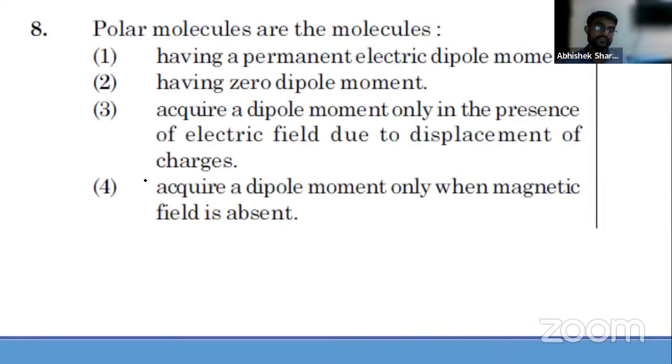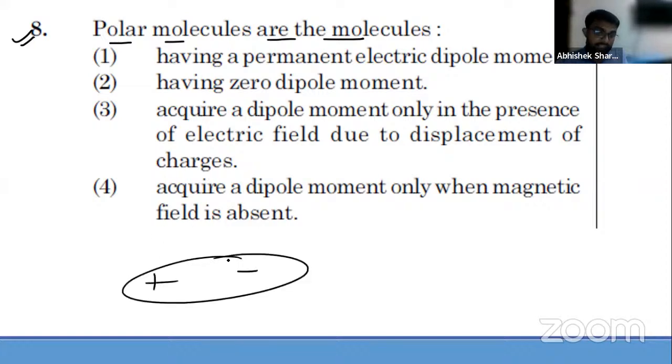Let us move next. This is just a theoretical question. It is judging your theoretical conceptual clarity. So it says here, the polar molecules are the molecules. Options are this. We know this thing. A polar molecule looks like this, plus minus. So it's 100% sure it is having a permanent electric dipole moment, plus minus. So first is the answer.